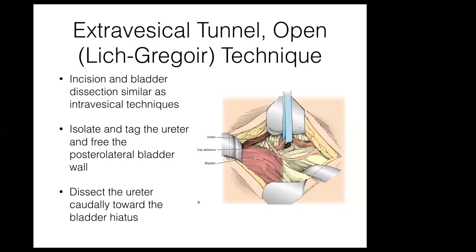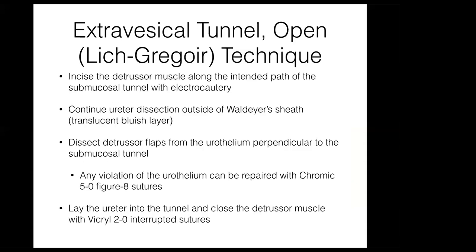Then you isolate and tag the ureter and free the posterolateral bladder wall. Then you dissect the ureter caudally towards the bladder hiatus. Once at the bladder, you incise the detrusor muscle along the intended path of your submucosal tunnel with cautery. You continue your dissection until you're outside of your Waldeyer sheath, which grossly appears as a translucent bluish layer.